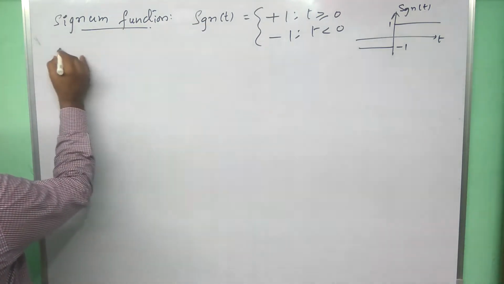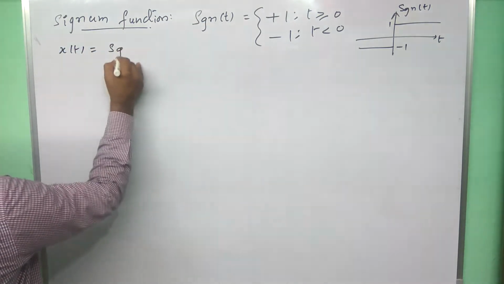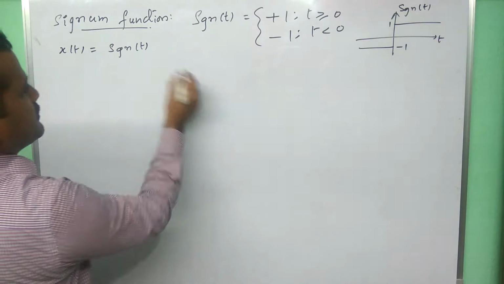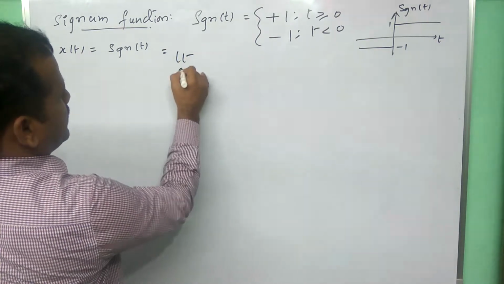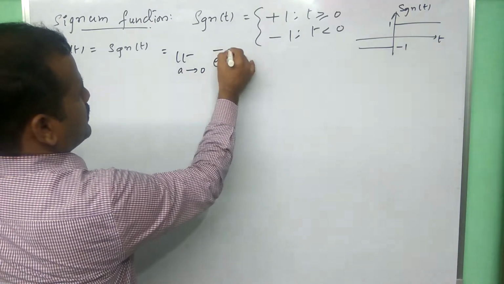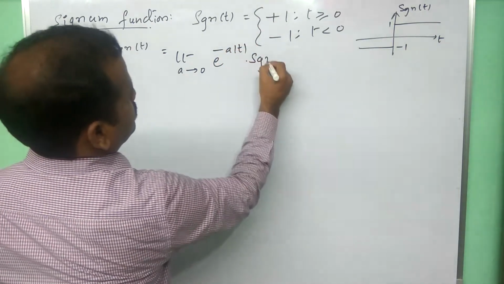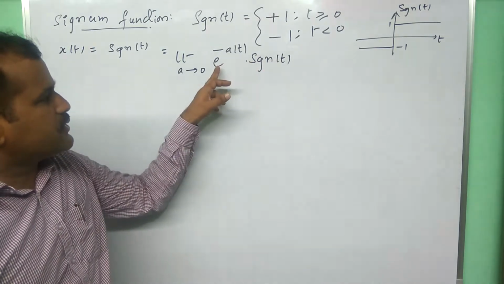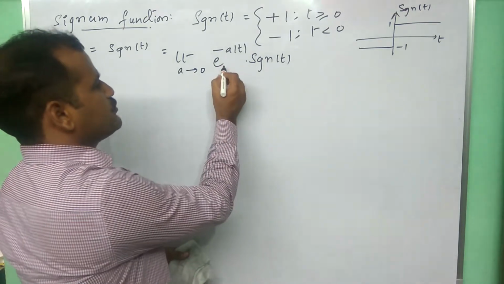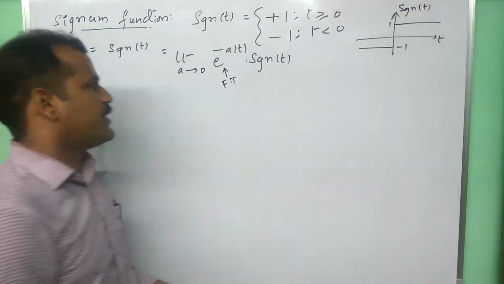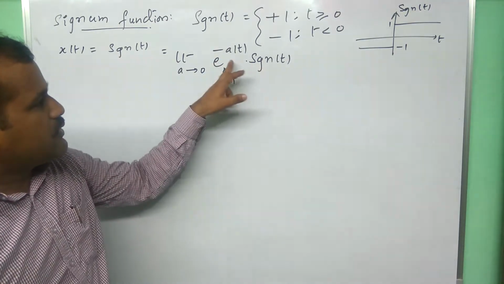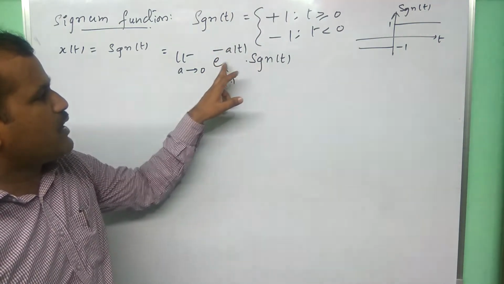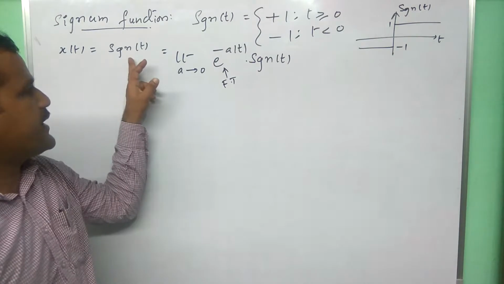So here x of t is the signum function Sgn of t. I am writing this signum function like this: limit a tending to 0 of e power minus a mod t times signum function of t. What I am doing is multiplying this signum function with a two-sided exponential, because the two-sided exponential Fourier transform we have already derived. To keep the expression the same we take a tending to 0, so e power 0 is 1, and the total expression is again equivalent to the signum function only.